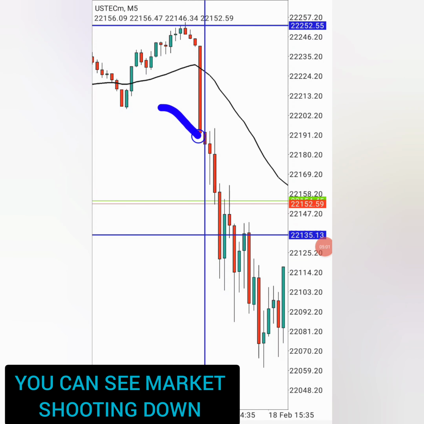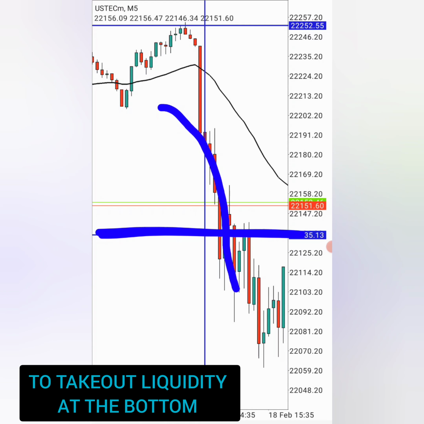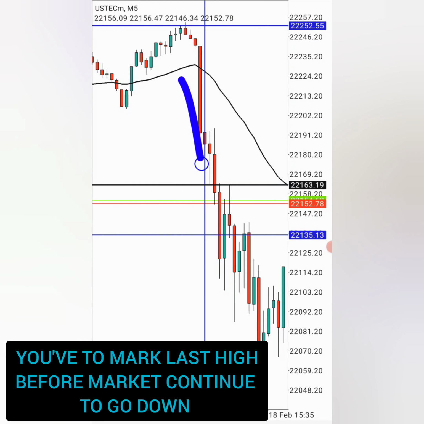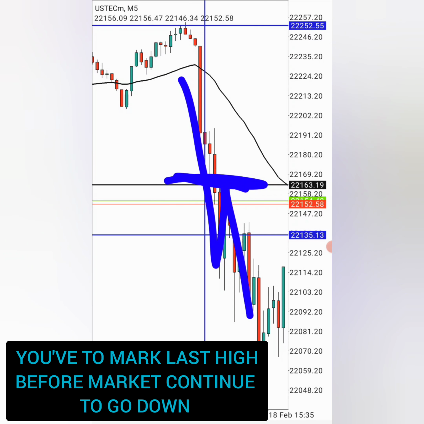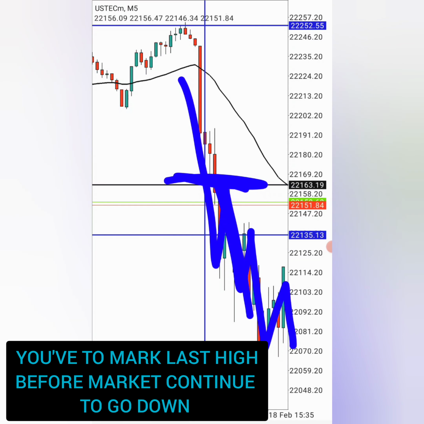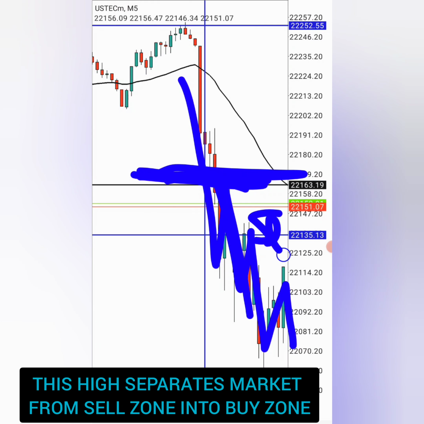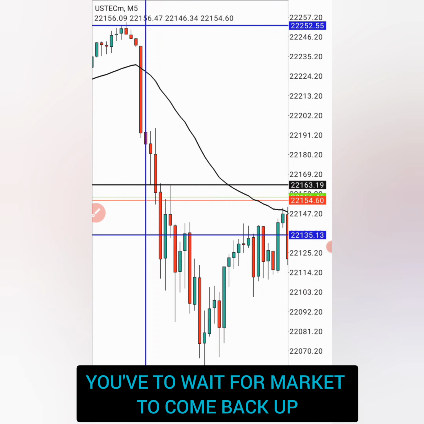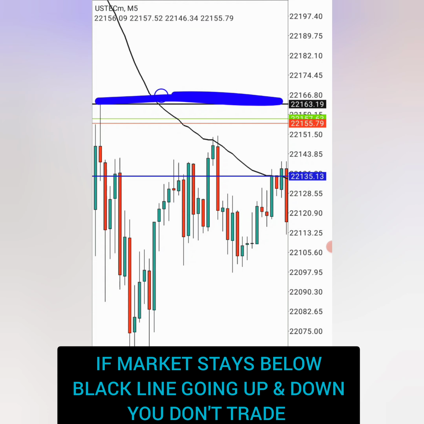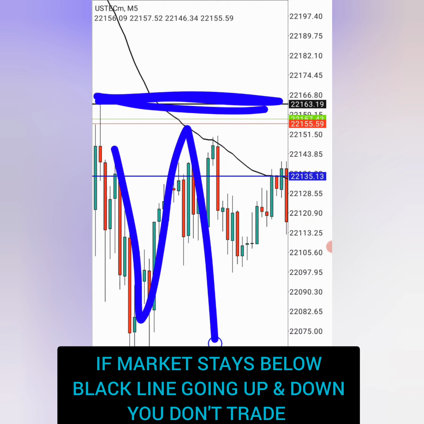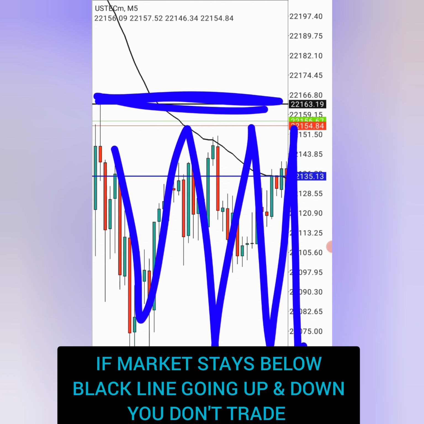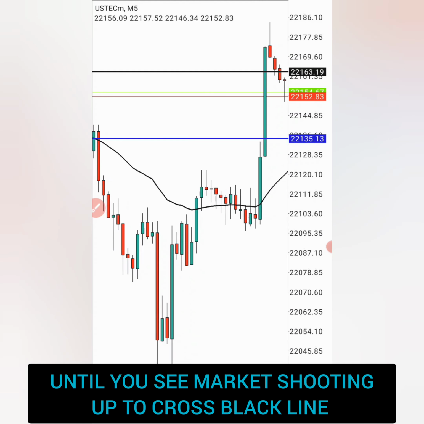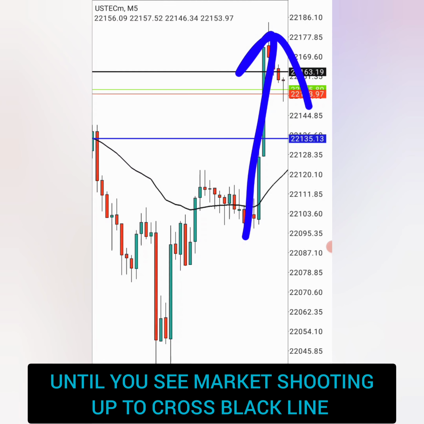And on this day, you can see the market shooting down to take out the liquidity at the bottom here. So now you have to mark the last high before the market continued to go down. This high separates the market from sell zone into buy zone, which means you have to wait for the market to come back up. And if the market stays below this black line going up and down, you don't trade, you don't do anything until you see the market shooting up to cross this black line.